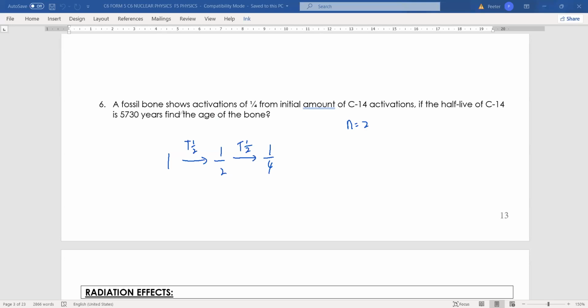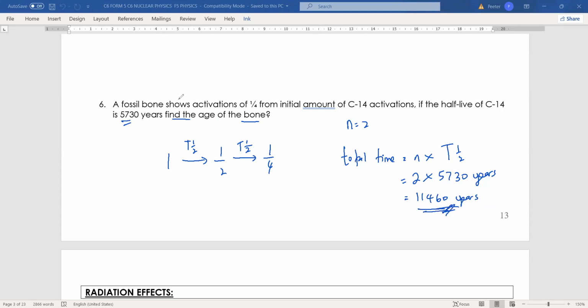So half-life occurred twice, 2 times. Right? So what is the age of the bone? So total time is n times the number of times times half-life. So the number of times occurred is twice. Total time, half-life time is 5730 years. So what is the total time taken? 5730 times 2. You get 11,460 years.